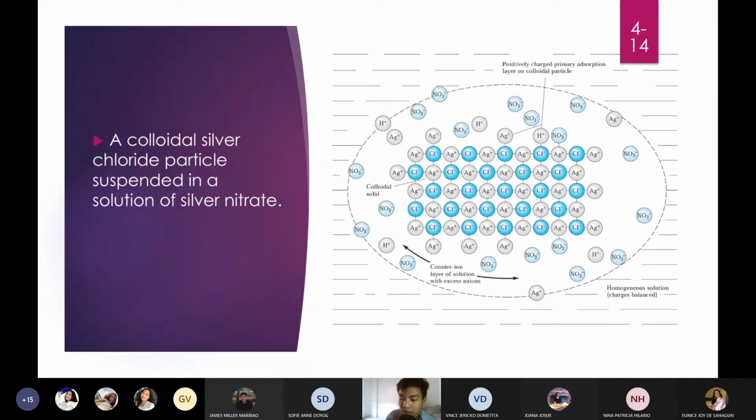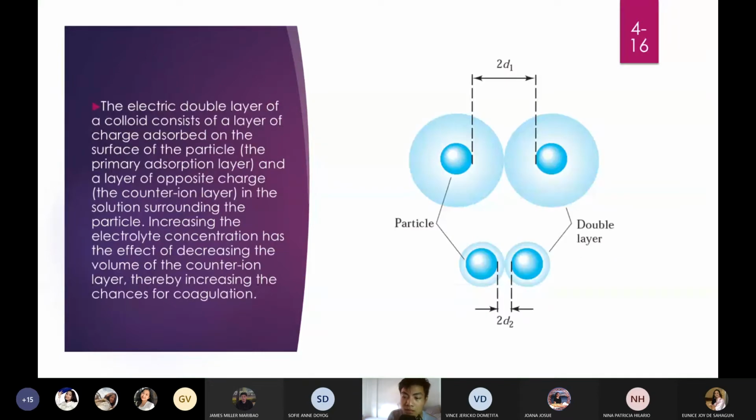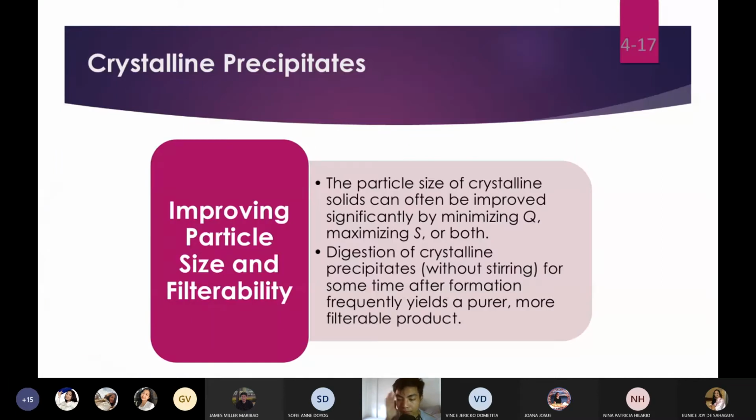Ito naman, extension lang to ng picture na to. So what happens here is that kapag dinamihan niyo yung other ions, no, ibig sabihin, for example, yung acid, ibig sabihin nun, mas lalaki yung particles ng inyong colloid. So as a result, mas madali sila i-scoop out sa solution. Okay? So yan.